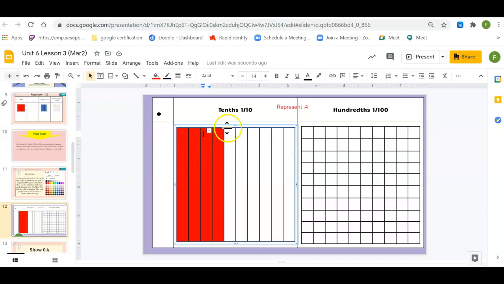So I've chosen the tenths grid because this is 4/10. You can better represent the tenths by using the tenths grid. That's what I did. So that is our answer for the first one.